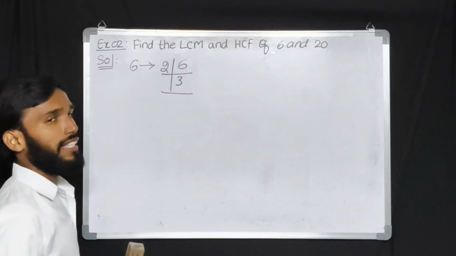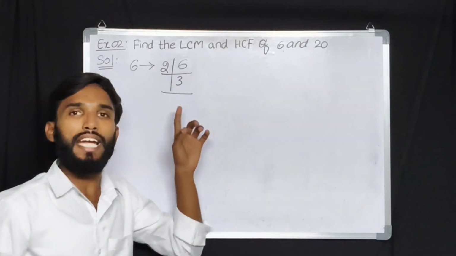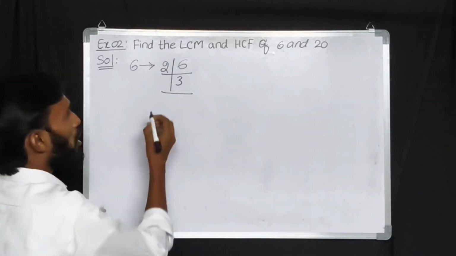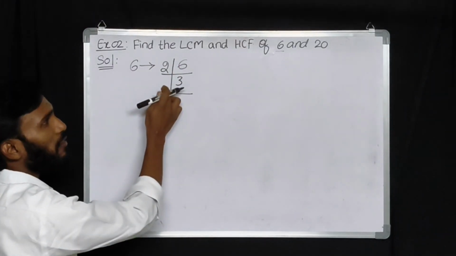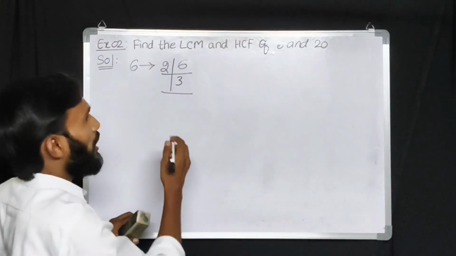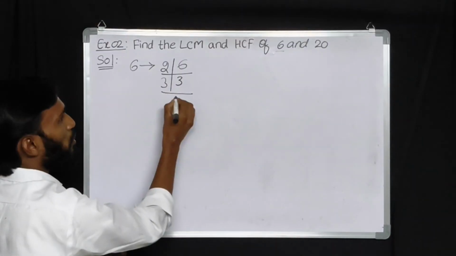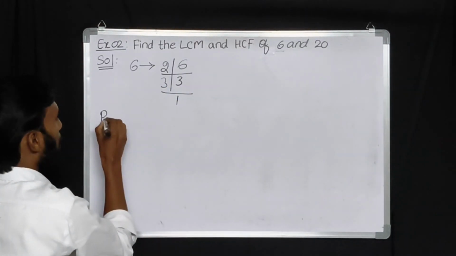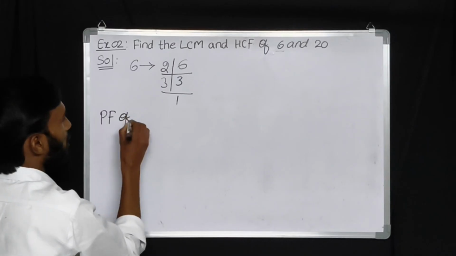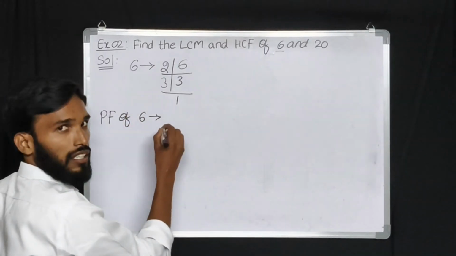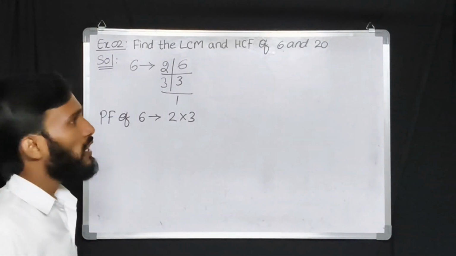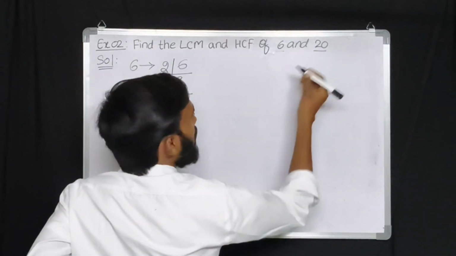But when we are finding the prime factorization, using the ladder method or any method, we should not mention 1 on this side because 1 is a factor of this particular number. Now write, in 3 table, 1 time. Now what is the prime factorization of 6? It is nothing but 2 into 3. What is that? 2 into 3. Now what is the next number here? 20.